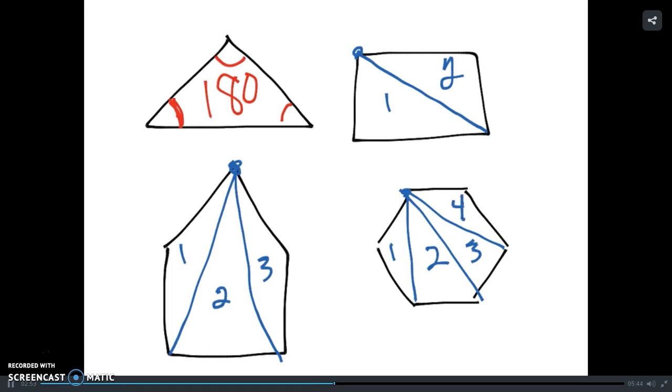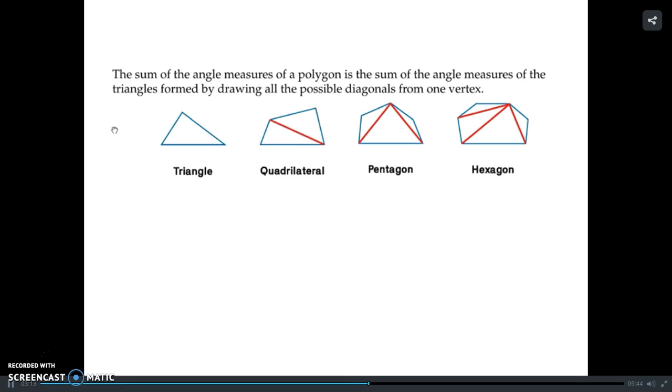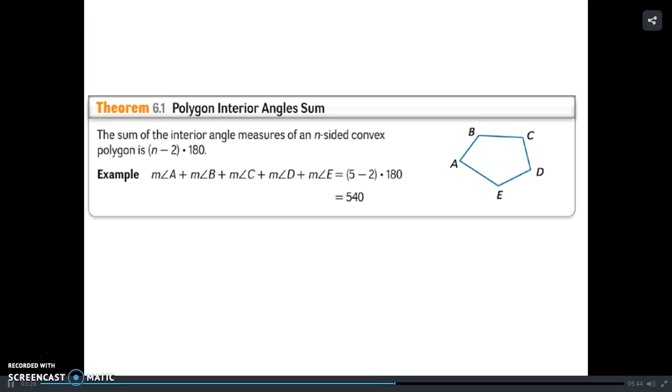Okay. So what this is going to tell us is that since we know the interior angles of a triangle add up to 180, we can actually figure out how many triangles are in each polygon and multiply that number times 180. And that'll tell us what the interior angles of that polygon are. Now, it's easier than it sounds. For example, we don't want to have to sit here and draw the lines for each vertex from the vertex to each non-adjacent vertex every time. So they've come up with a nice little formula.